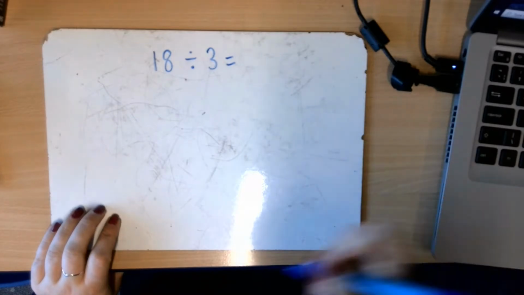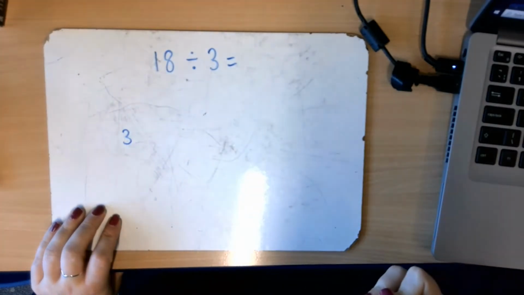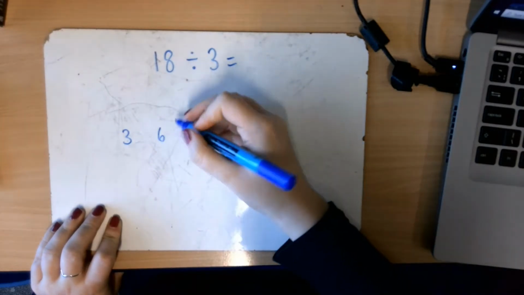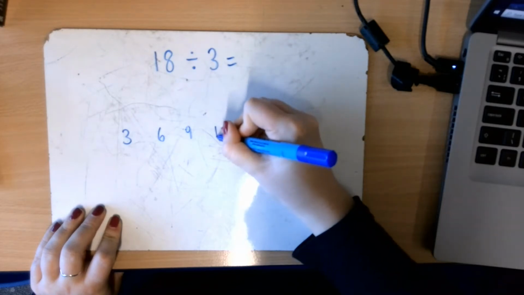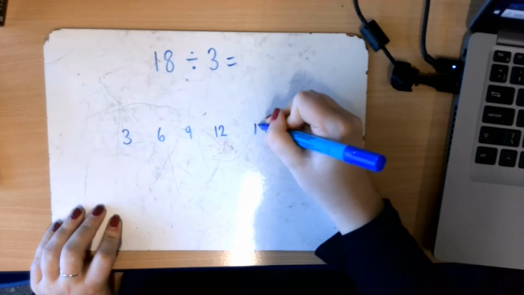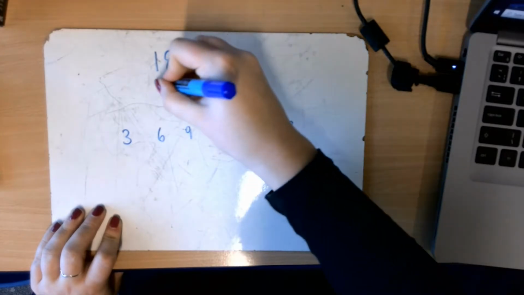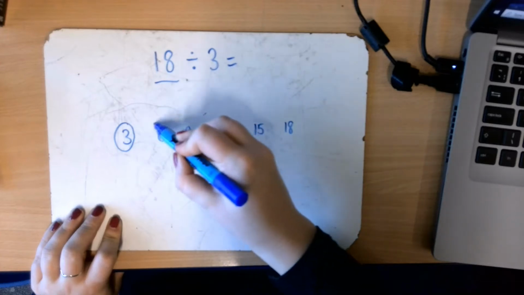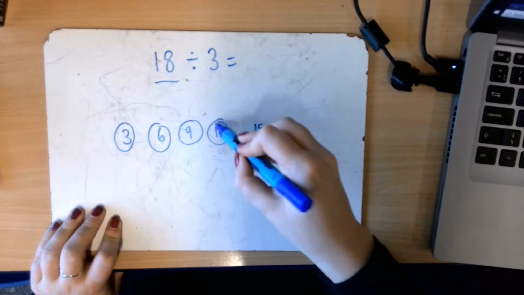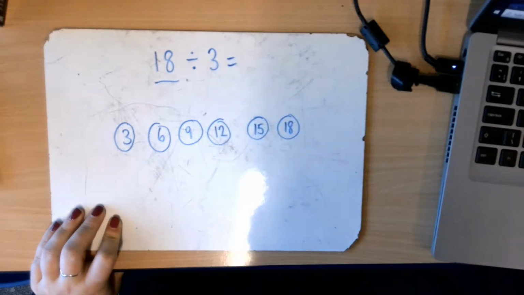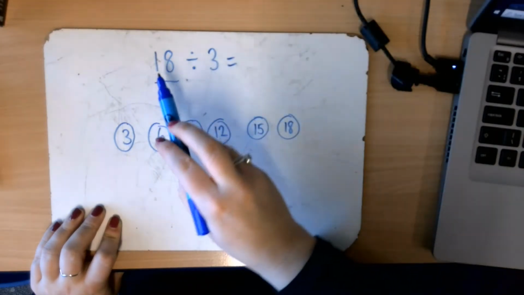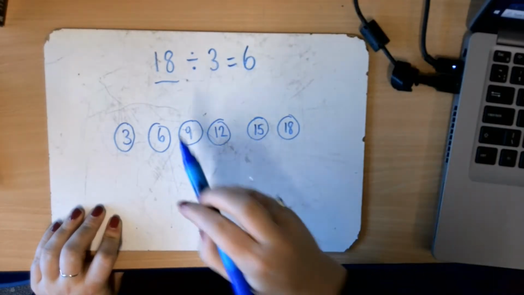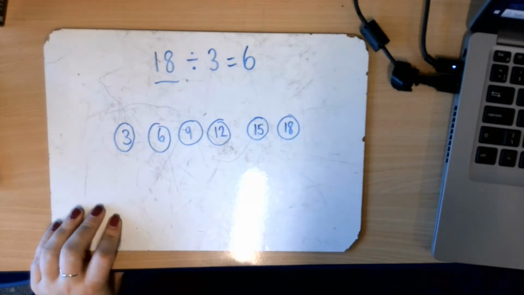If I'm making groups of 3, I know each group is going to have 3 in it. And the next group, another 3, well that would be 6. Another 3, that would be 9. And I'm going to keep going, 12, 15, 18, until I get to my original number. How many groups of 3 have I got there? I've got 1, 2, 3, 4, 5, 6 groups of 3. So the answer, 18 divided by 3, is 6. There are 6 groups of 3 in 18.